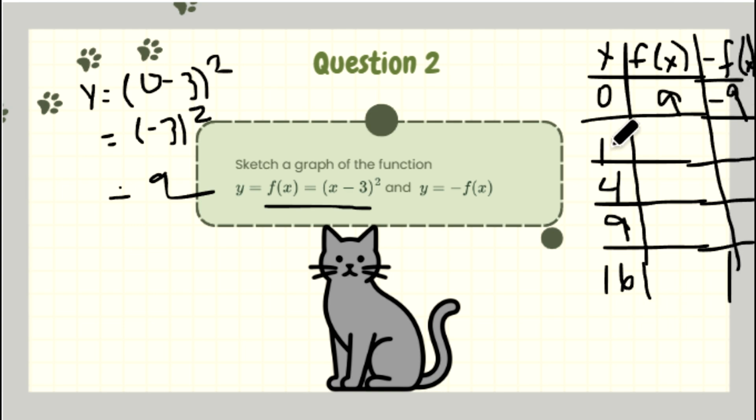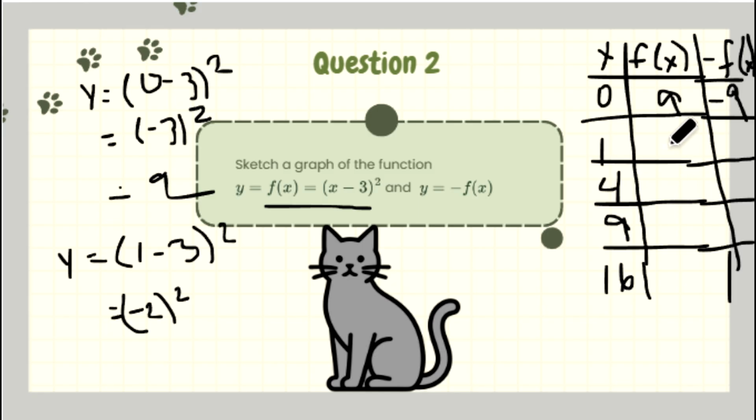Don't overthink it. Okay, let's do 1. So we have y equals (1 minus 3) squared, which is going to give us a negative 2 in parentheses, squared. Negative 2 times negative 2 becomes positive 4. So we have 4 and negative 4. Okay, let's do 4. Y equals (4 minus 3) squared, which is going to give us 1 squared, which is just 1. So we have 1 and negative 1.